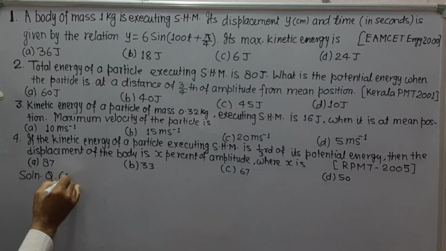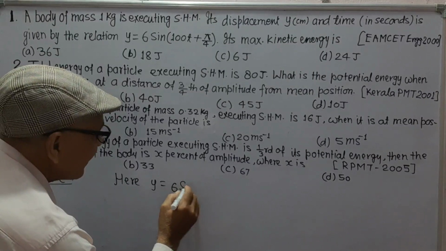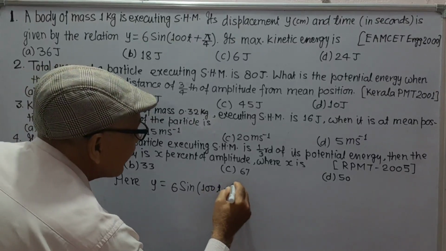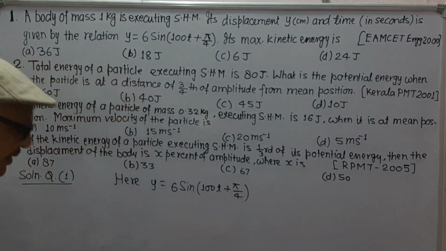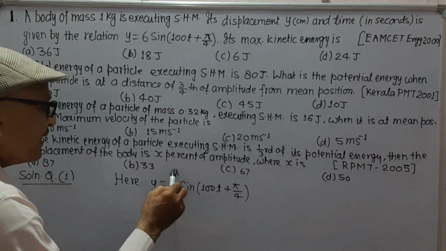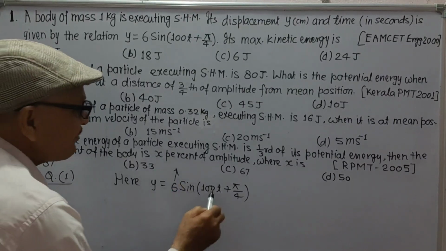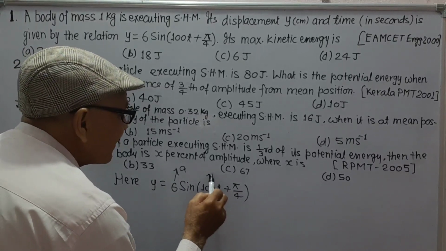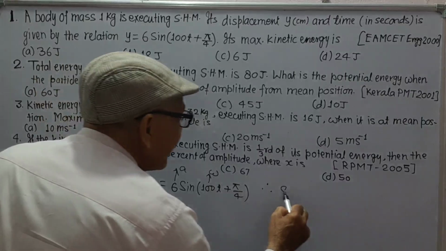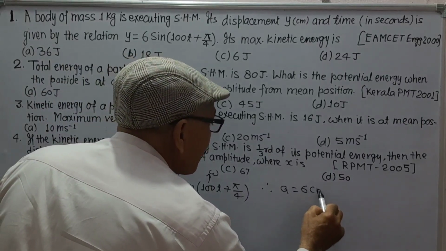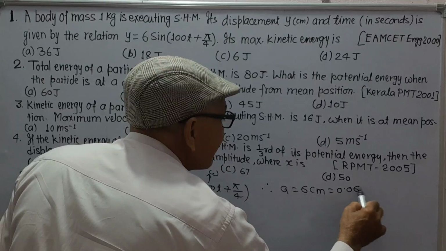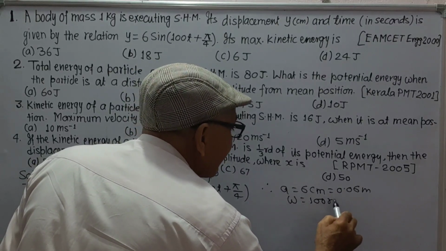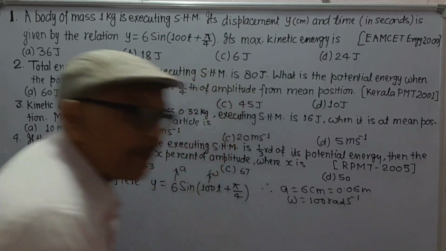Solution to question 1. y = 6 sin(100t + pi/4). Clearly A will be the amplitude, 6 cm, and the coefficient of small t is omega. Therefore A is 6 cm, which is 0.06 meter, and omega is 100 radian per second.